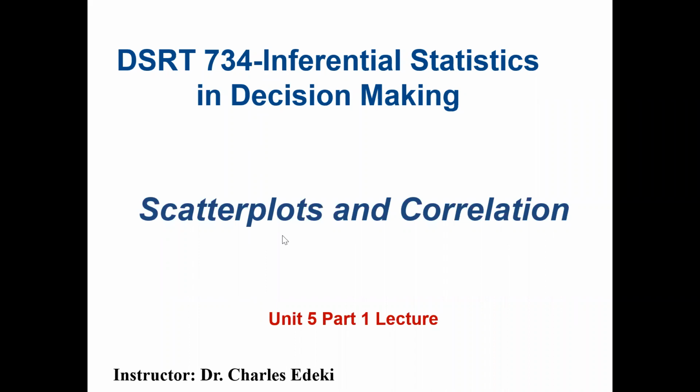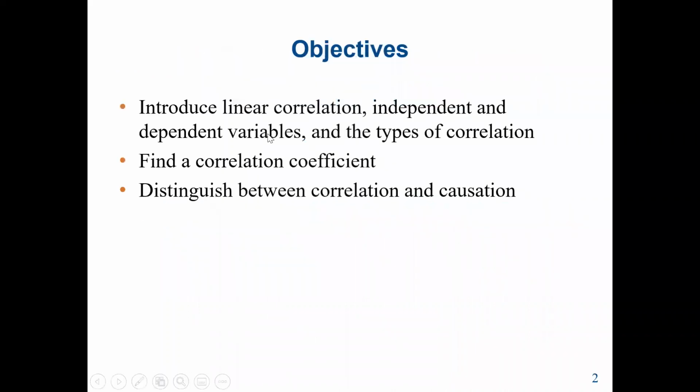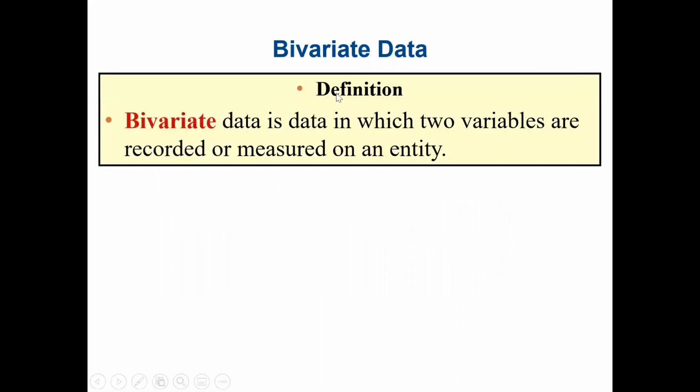This lecture covers scatter plots and correlations. Our main objective is to introduce linear correlation, independent and dependent variables, and also different types of correlation. We're also going to learn how to find a correlation coefficient and distinguish between correlation and causation. So first, we start with the definition.